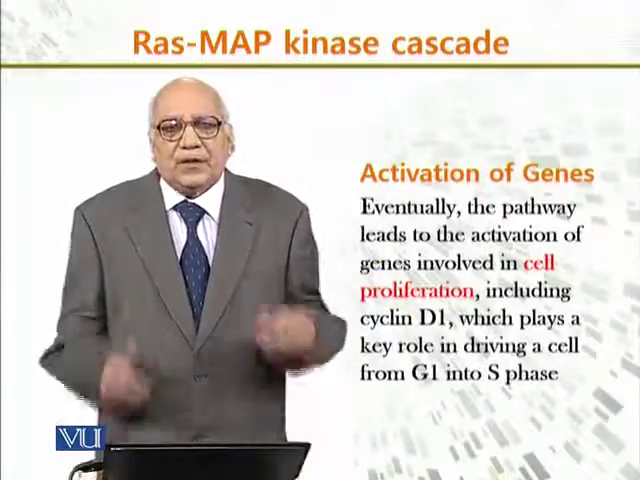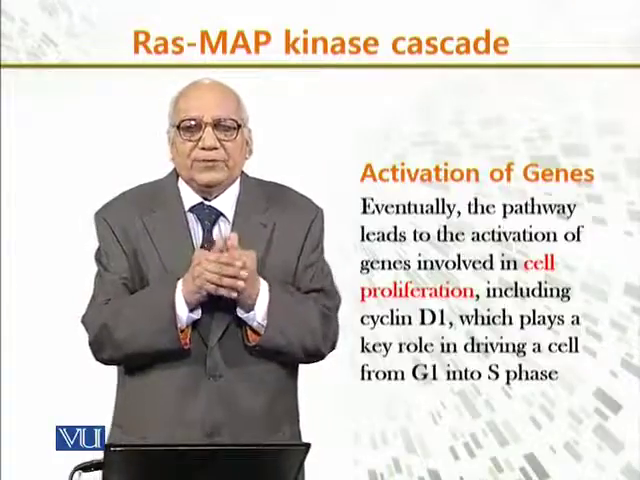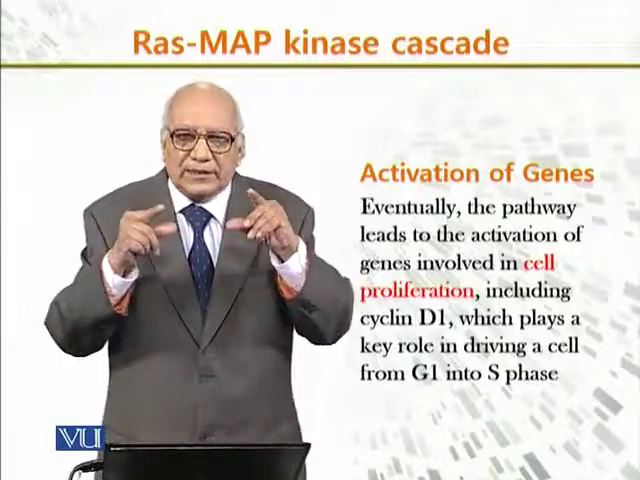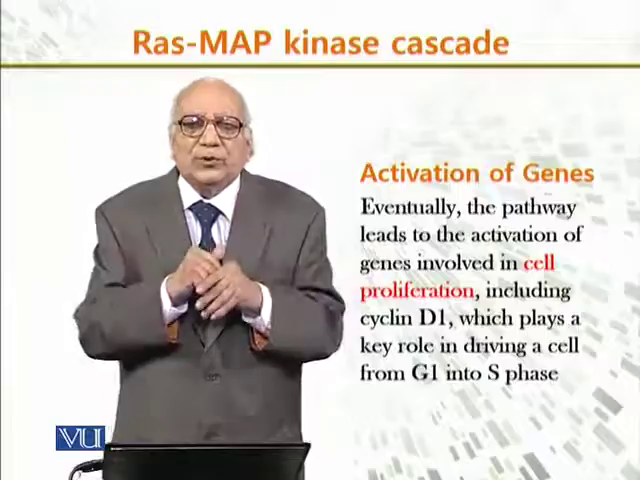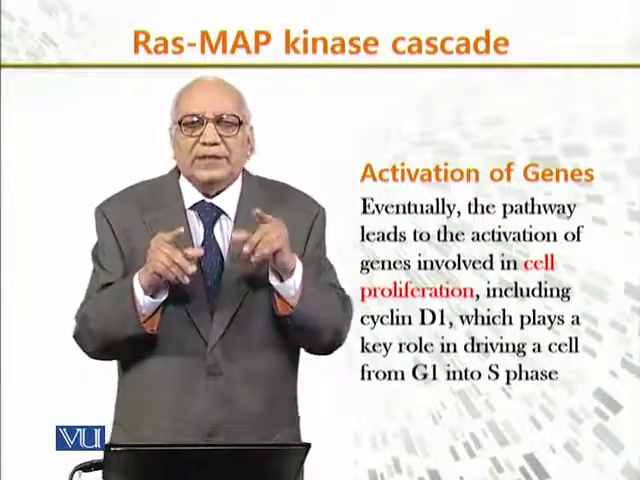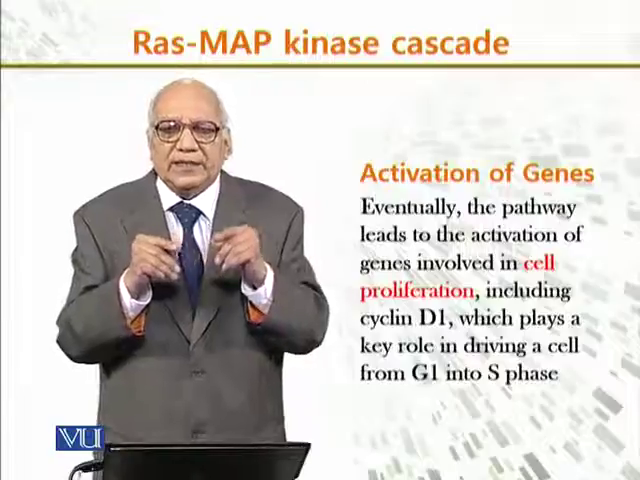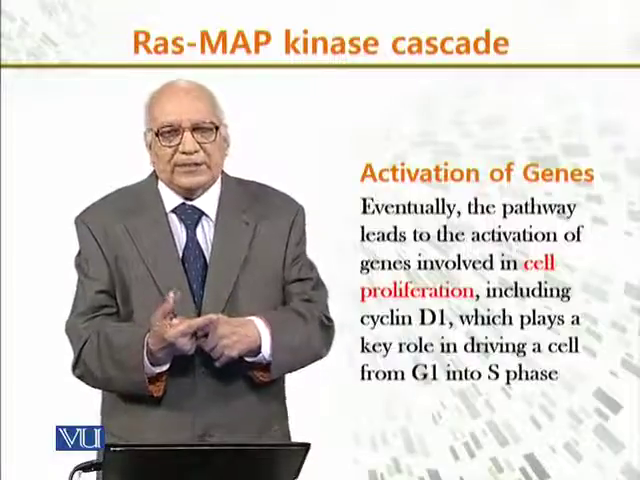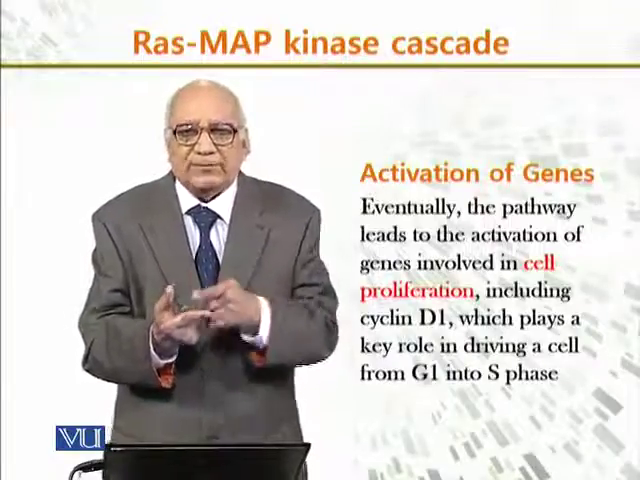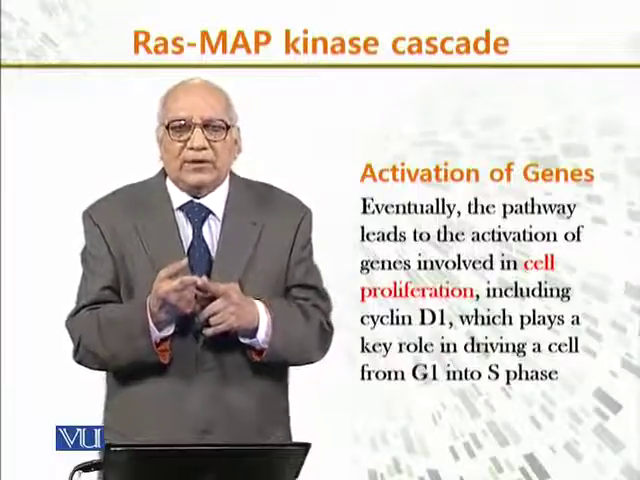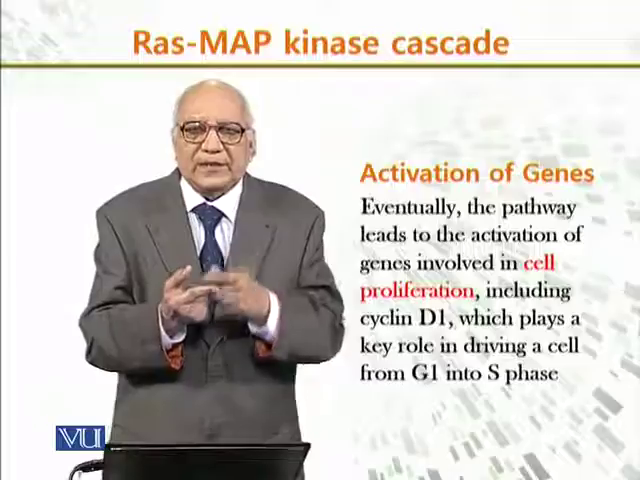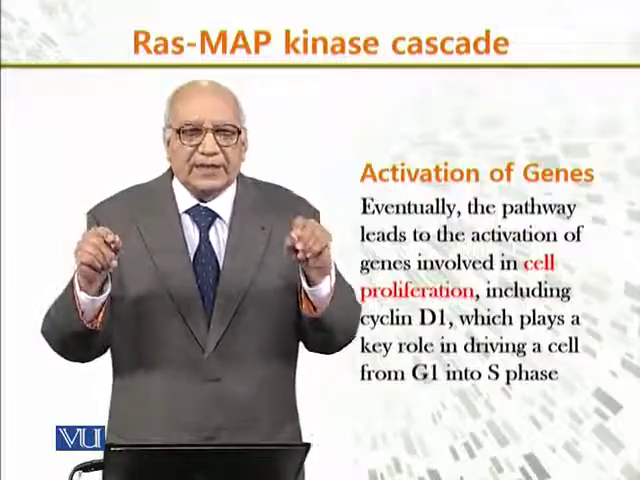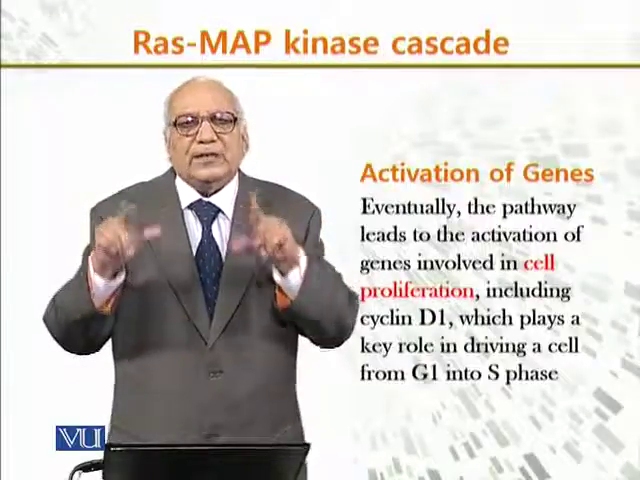Now eventually the pathway leads to the activation of genes involved in cell proliferation, जो कि सेल की ग्रोथ में, सेल के कंट्रोल में जो जीन इन्वॉल्व होते हैं. They include cyclin D1, which plays a key role in driving the cell from G1 phase to S phase, जो कि उसकी ग्रोथ की different stage है. और उसमें कौन सा इन्वॉल्व है? That gene is cyclin D1, which plays a key role in driving a cell from G1 phase to the S phase of the mammalian cell.